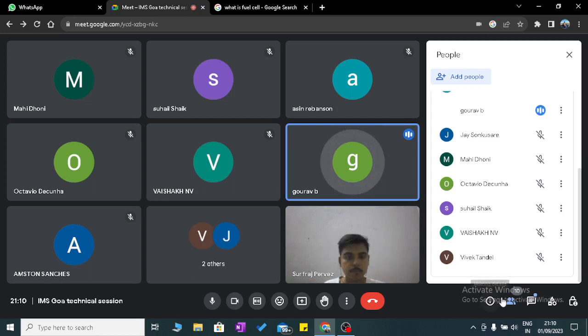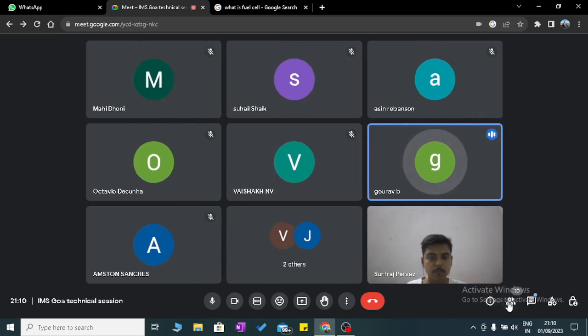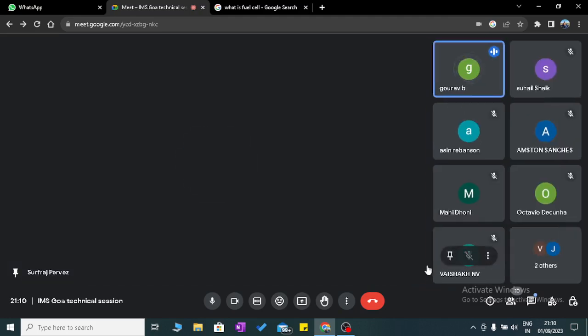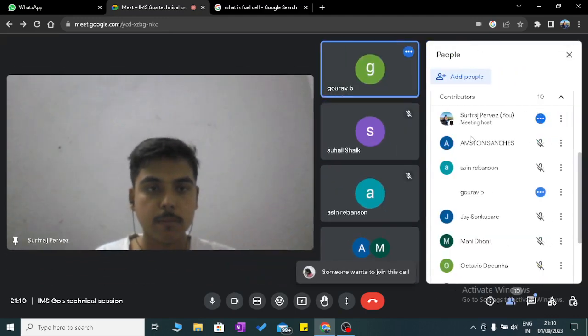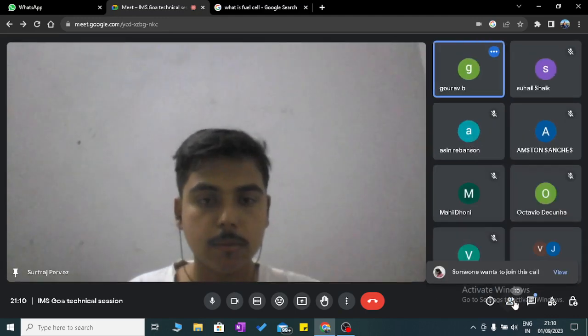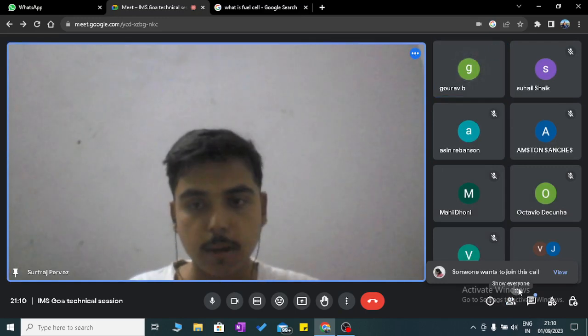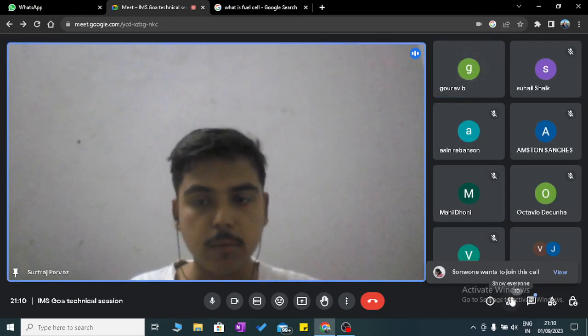Lathe machine is a machine which is used to remove the material from a workpiece to give it the desired shape and length. That is called the lathe machine. Okay. And can you explain the parts too?